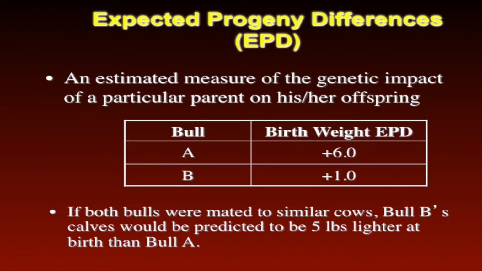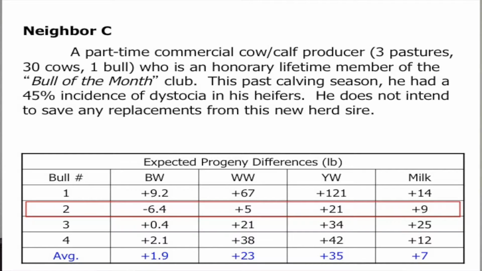So let's look at some scenarios here. We're going to talk about 4 different neighbors. They've got all different types and kinds of operations. But neighbor C is a part-time commercial cow-calf producer. He's got 3 pastures, 30 cows, and 1 bull. He's kind of an honorary lifetime member of the Bull of the Month Club. Whatever bull is next in line, he uses, or whatever breed.